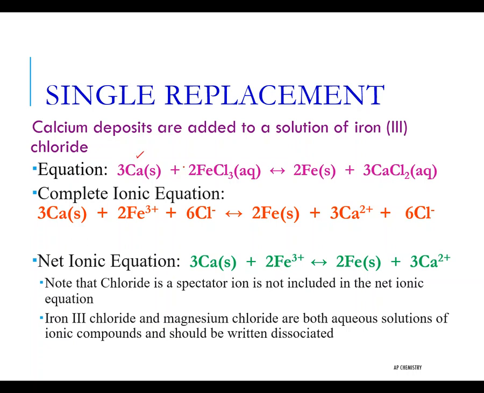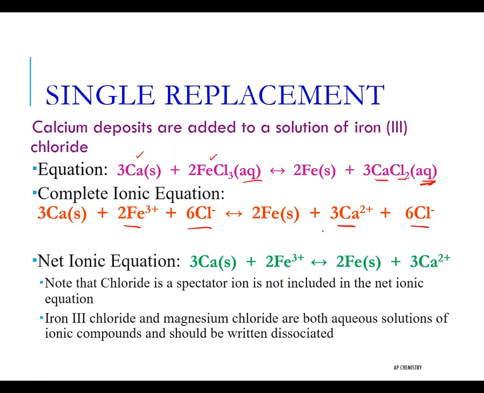You have your calcium solid plus your iron(III) chloride aqueous solution. So that means this is soluble. This is a soluble ionic compound, so we would break it apart. That's why it's broken apart into its ions here. Here you have the solid iron and then the calcium chloride, which is also a soluble salt. So you break it apart into its ions.